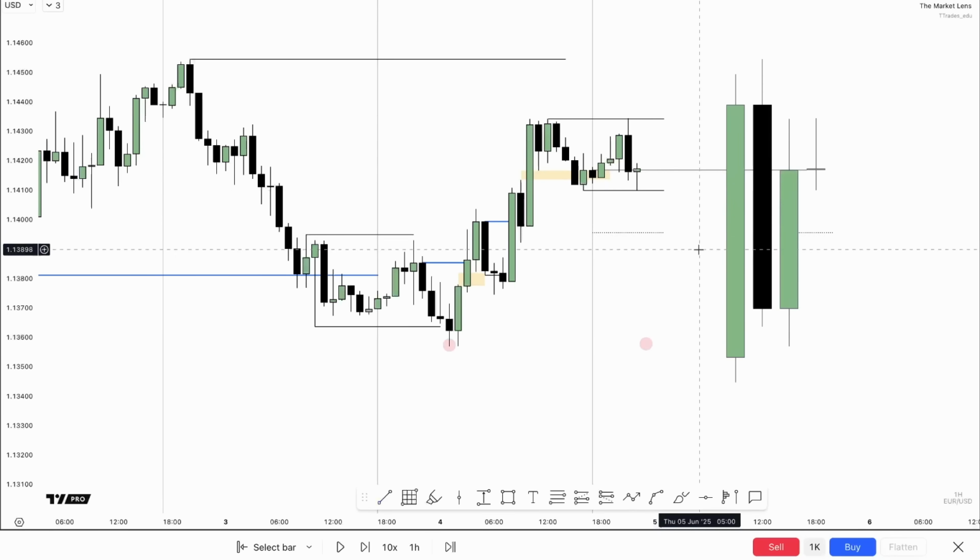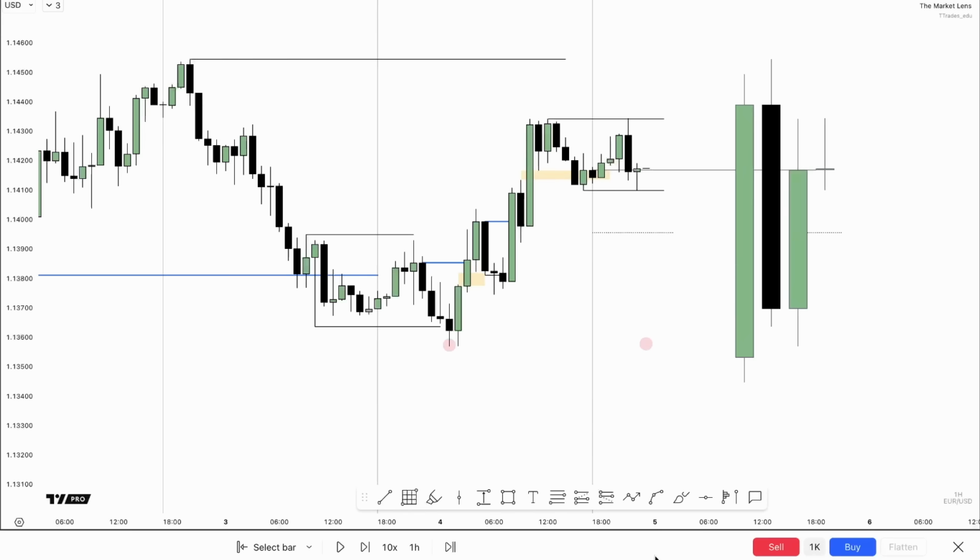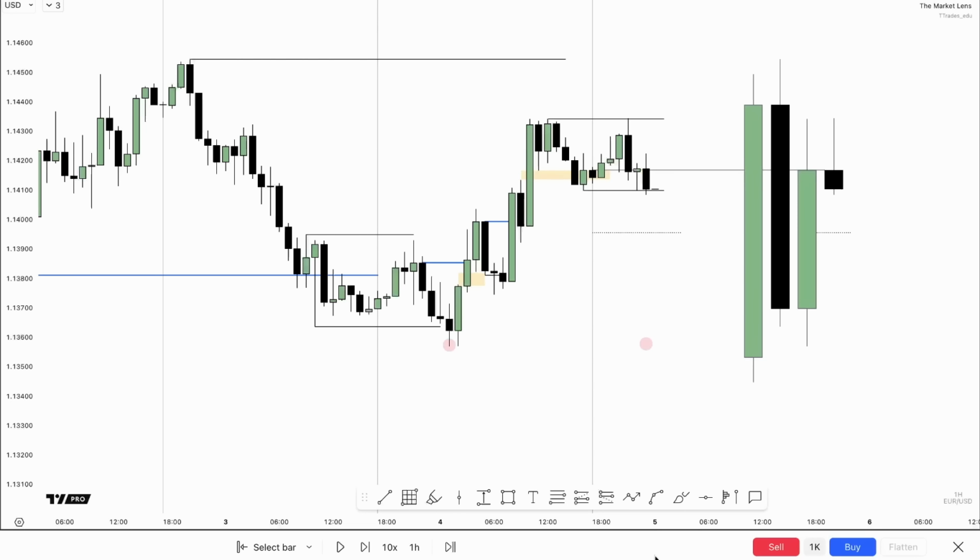So what would I want to see? Well, this would now be a continuation signature, right? Here's a consolidation that forms a reversal. Here's a consolidation where I want to see a manipulation of the low to continue higher. So as we let this play out, here we take the low out, and let's see if we can close over this level or get a continuation.